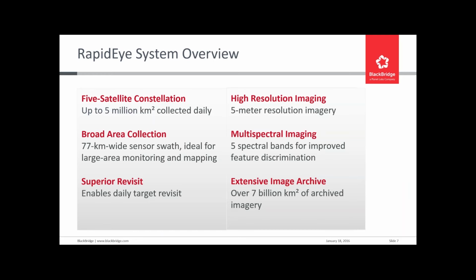And these are the main characteristics of our images. We have images with a 5-meter resolution, with a broad array collection. We have 5 spectral bands, which include the red edge band, which is very important for forestry and agriculture projects that Conabio does in Mexico.